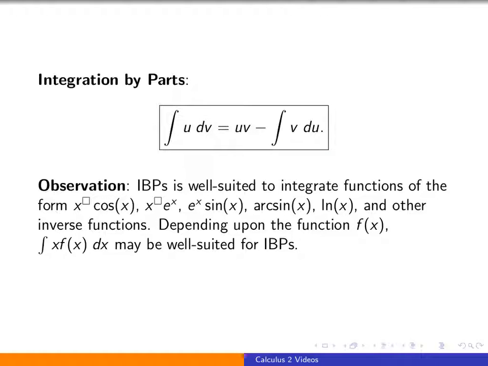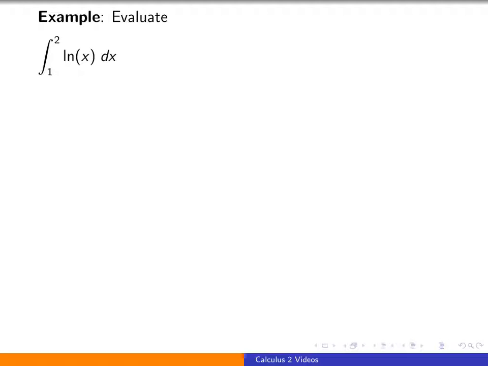In terms of when we can apply integration by parts, it's typically well suited for polynomials times a cosine or sine, a polynomial times an exponential. And we've previously seen such examples. Additionally, it works really well with inverse functions and things like an exponential times a trig function, sine or cosine specifically. So let's look at a few more examples.